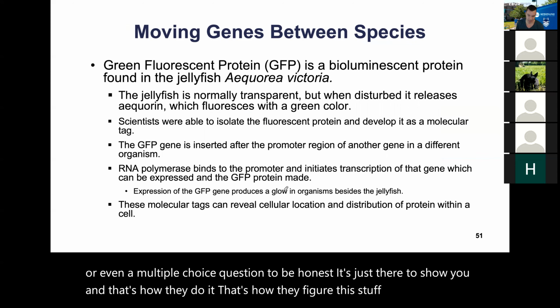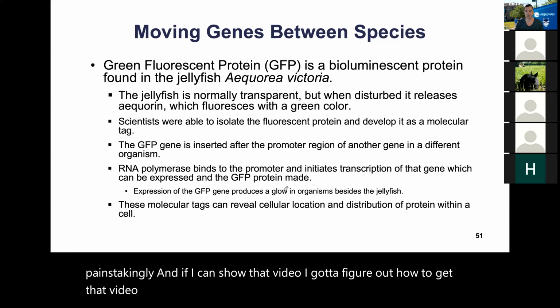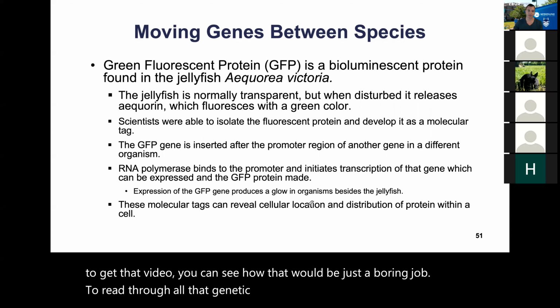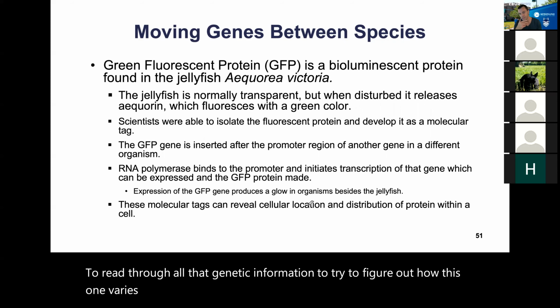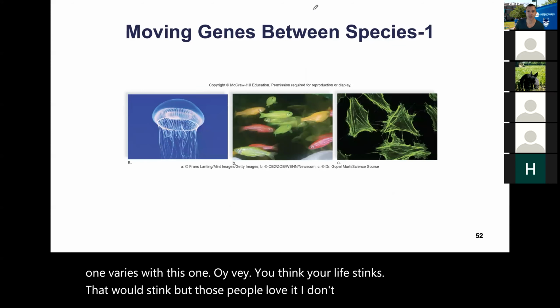And it's painstaking. If I can figure out how to get that video, you can see how that would be just a boring job to read through all that genetic information to try to figure out how this one varies with this one. Oy vey, you think your life stinks. That would stink. But those people love it. I don't know. I can't figure those people out.